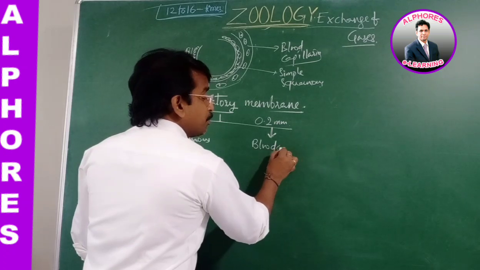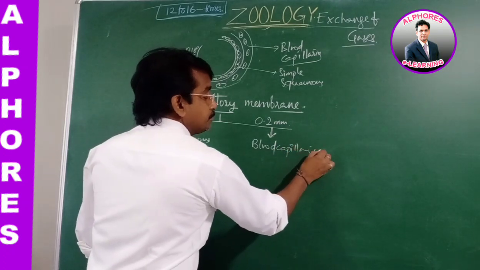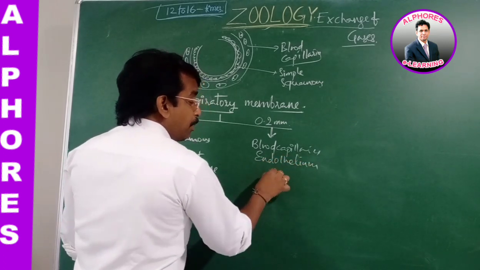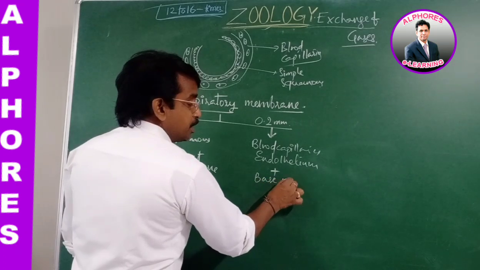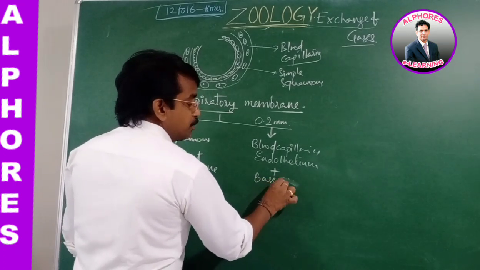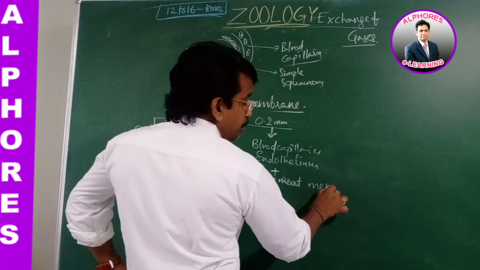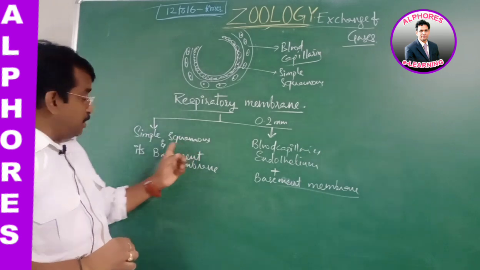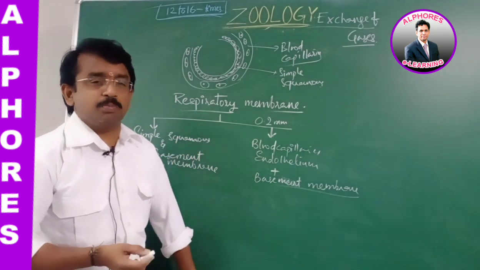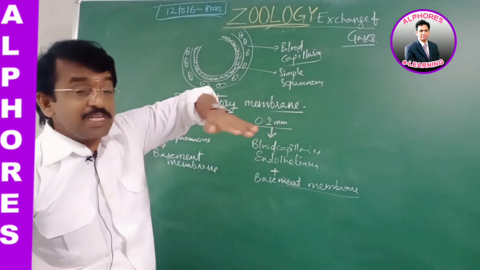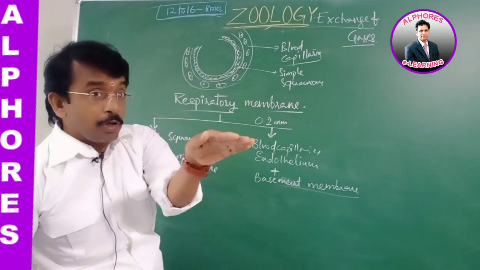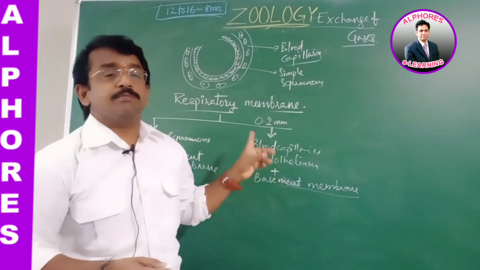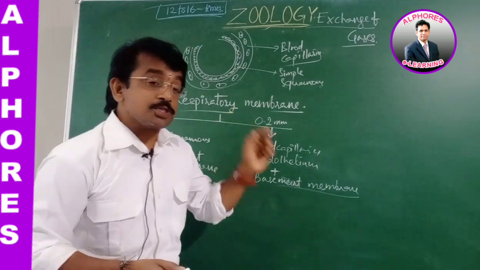So, the blood capillaries have endothelium plus its basement membrane. What do you mean by basement membrane? Epithelial cells are laid upon the basement membrane, through which the nutrients are supplied, as the epithelium is avascular.